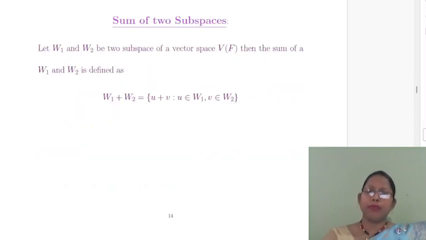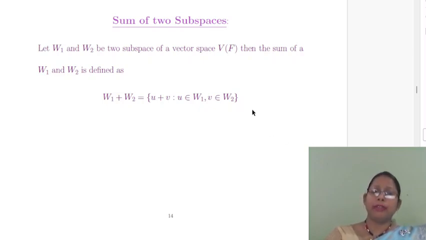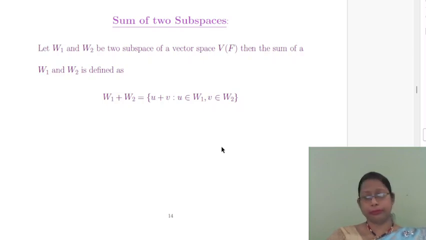Next is the sum of two subspaces. Let W1 and W2 be two subspaces of a vector space V over the field F. Then the sum of W1 and W2, given by W1 plus W2, is equal to the collection of all elements of the form u plus p, where u belongs to W1 and p belongs to W2.